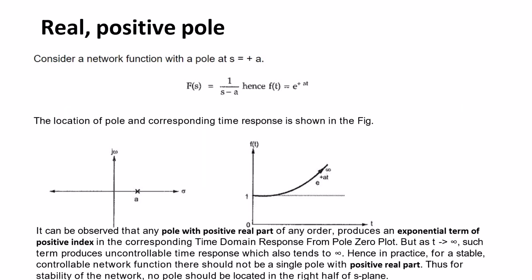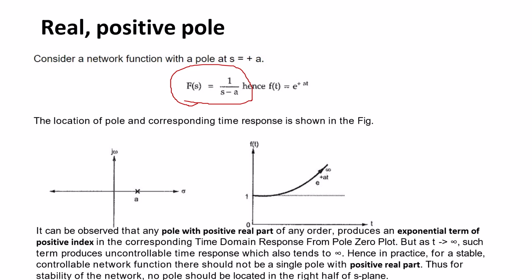Now, if we have a real positive pole, meaning a pole located on the positive real axis, the transfer function is given by 1 by s minus a. For time domain analysis, we find the Laplace inverse. Taking the Laplace inverse of F(s), we get f(t) equal to e to the power plus at. If you draw the response, it looks like this. As time increases, this also goes towards infinity, so obviously the system will be unstable.